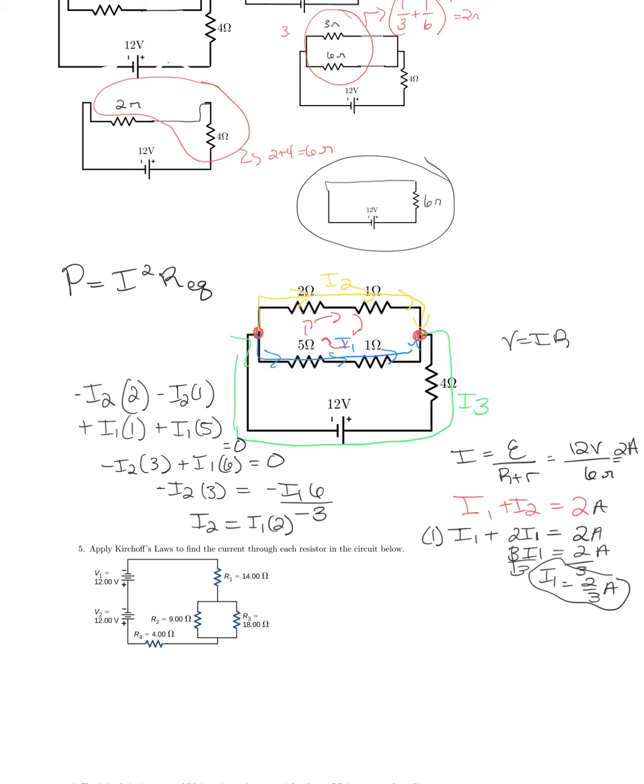And so now that we have found the current, we can plug that in up here. So we have P equals 2/3 amps squared. And even though we know that this is asking for equivalent resistance, we have to be careful because we only want to know the power dissipated over the 5 ohm resistor. So we're only going to put in 5 ohms for this one.